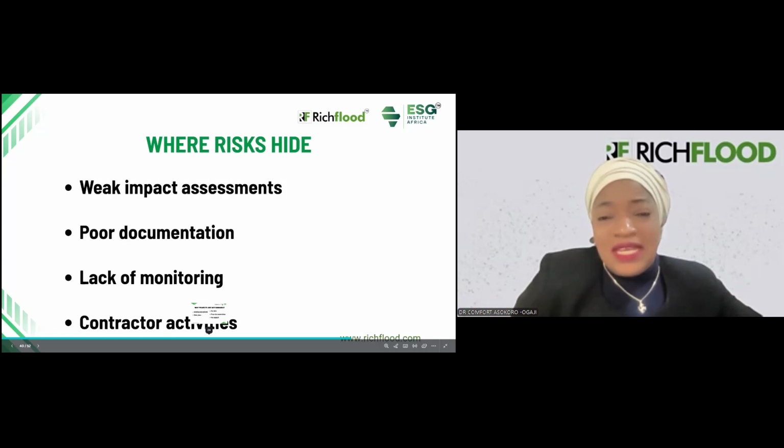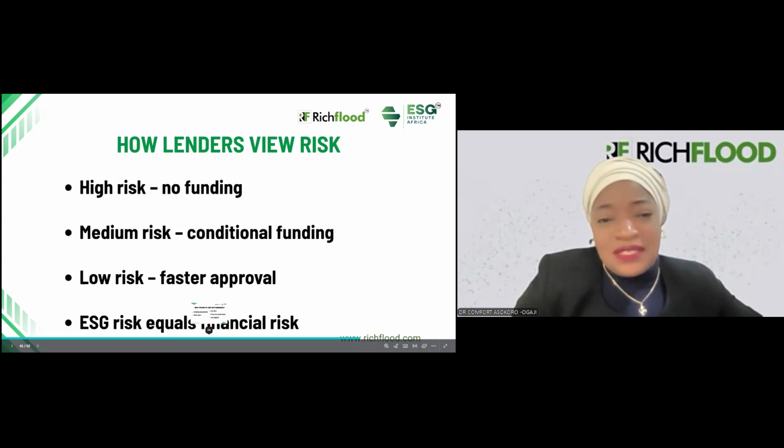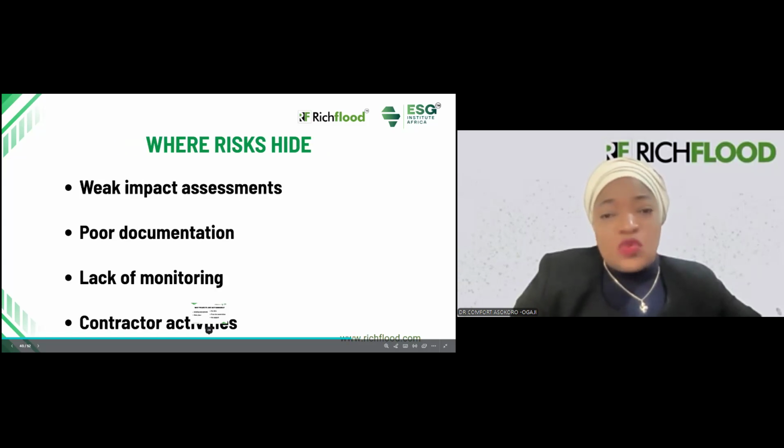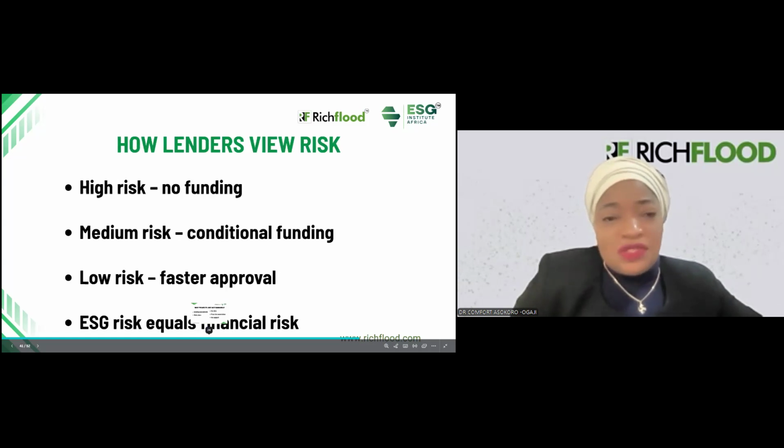So this is where they're hidden, and we have to, in most assessments, in most due diligences, find all the loopholes where these risks could be hidden and make sure that we identify, we analyze, and we mitigate such risk. It can also be hidden in operational practices that are not properly controlled. This is why proper review and validation are really very critical for a project to succeed when it comes to the E&S risk assessment. So how do lenders view risk?